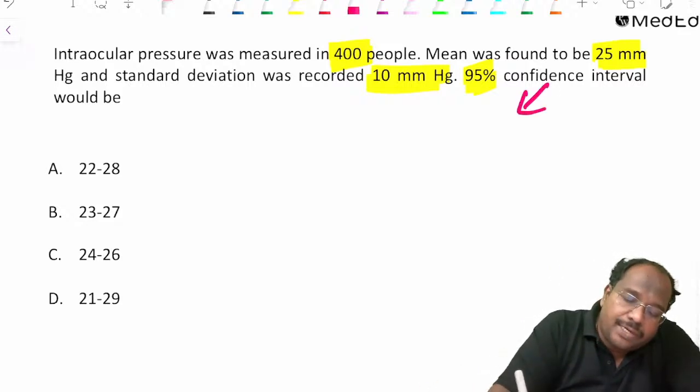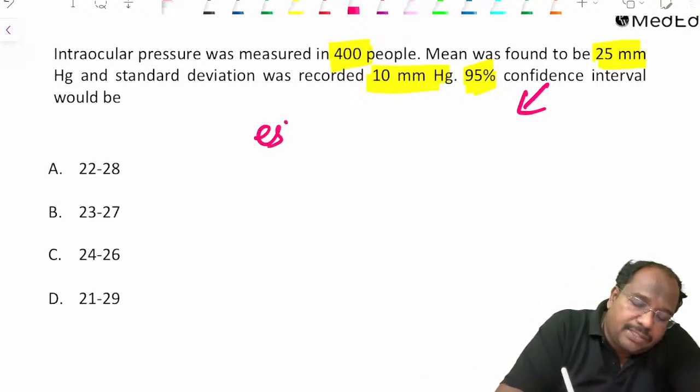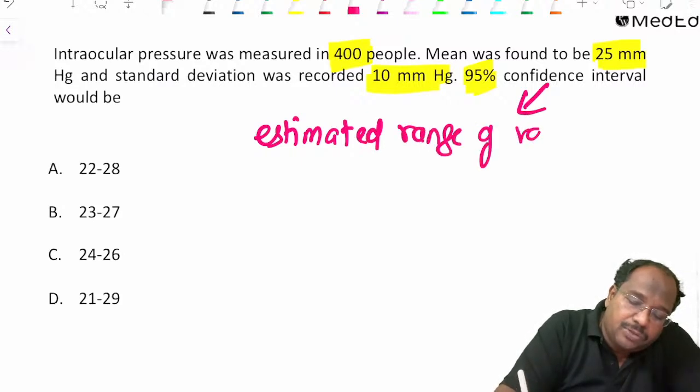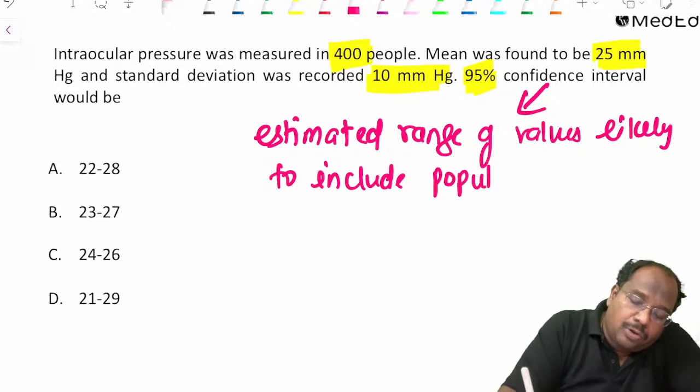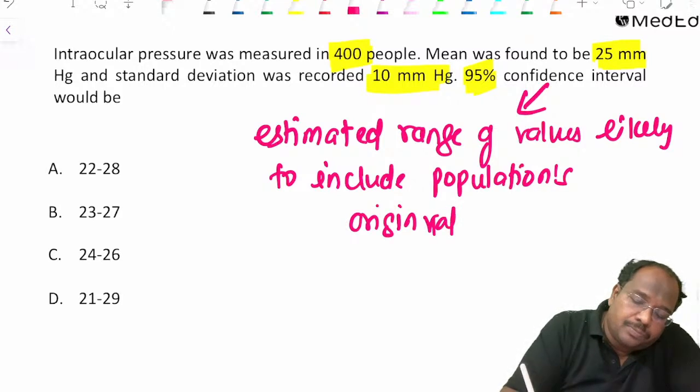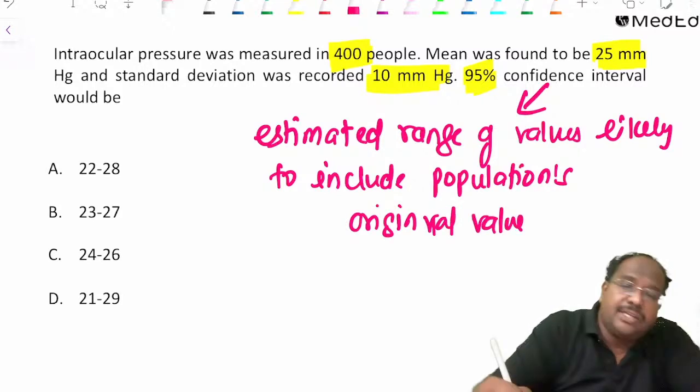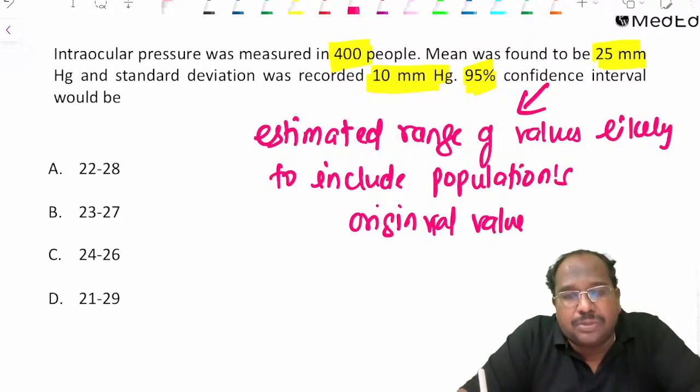What is a confidence interval? A confidence interval is an estimated range of values likely to include the population's original value.